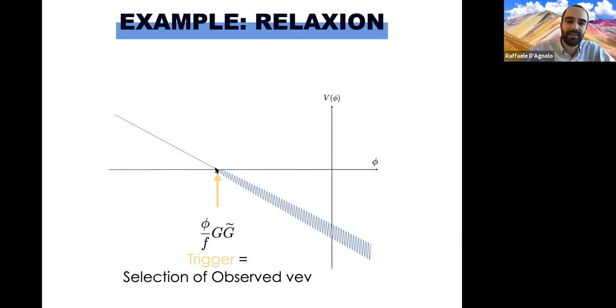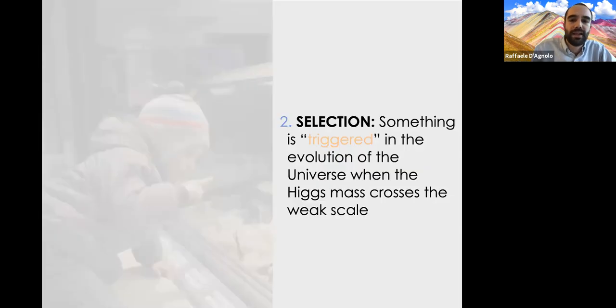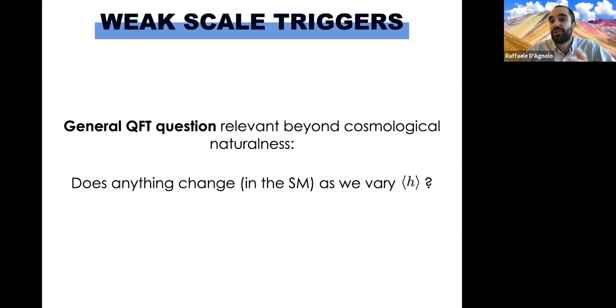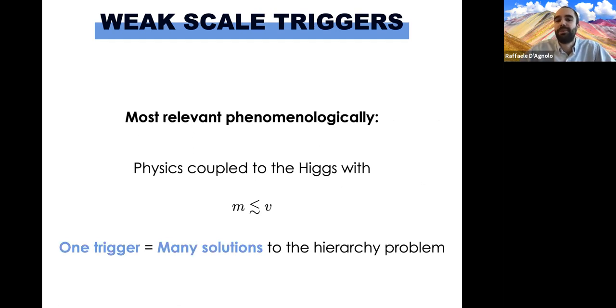So this is the type of ideas that I'm going to talk about in the following. And I will first focus on the selection part. And the reason is twofold. The first one is that it's a general question that's interesting, even if you don't want to solve the hierarchy problem in these weird ways that I'm proposing. You're just asking what is changing in the standard model and beyond the standard model as we change the Higgs VEV. And the second reason is that it's also the most interesting part from the point of view of experiment, because when you look for this selection mechanism, you're always looking for physics coupled to the Higgs, which should be light, because it has to be sensitive to the Higgs VEV. Once you find it, you can also use it to solve the hierarchy problem in many different ways. So effectively you found some experimental signature, which is in general related to naturalness, independently of the very specific mechanism that you're using to select the Higgs mass.